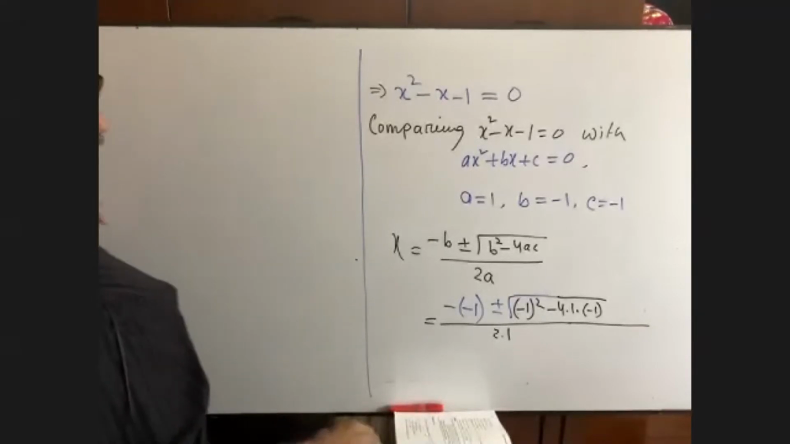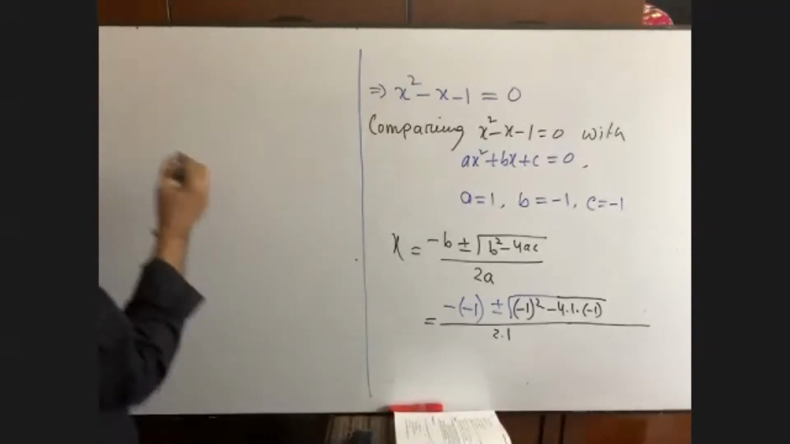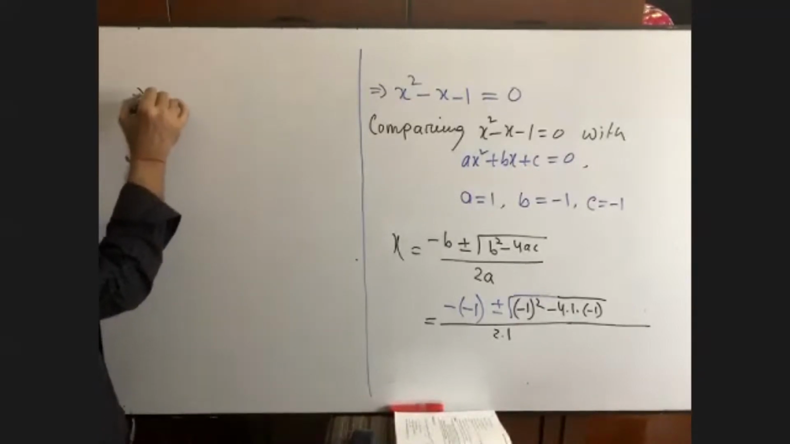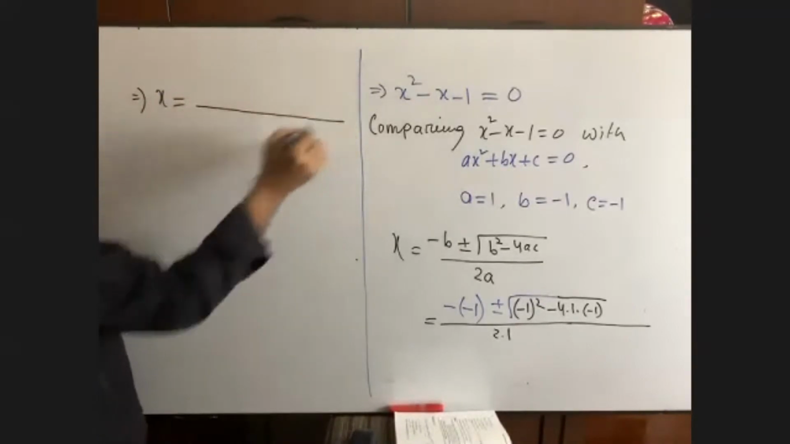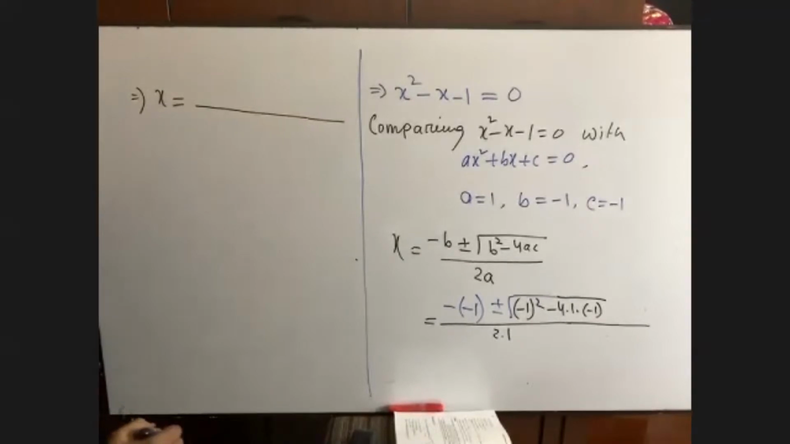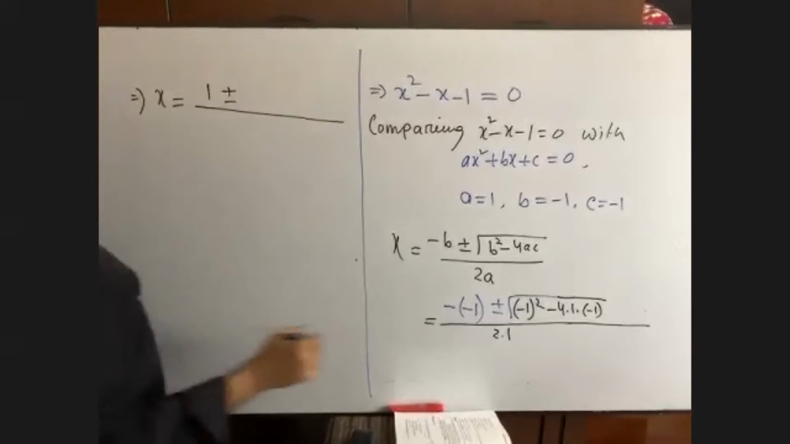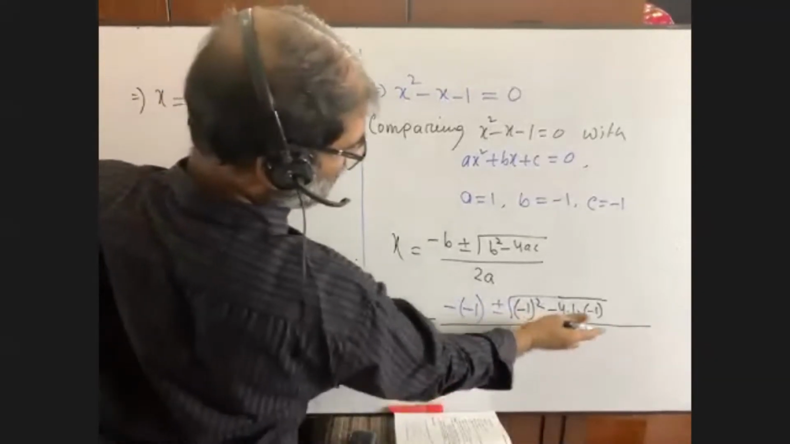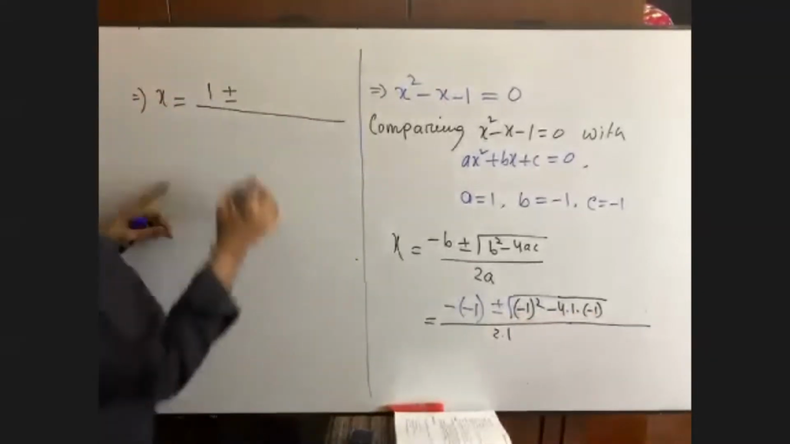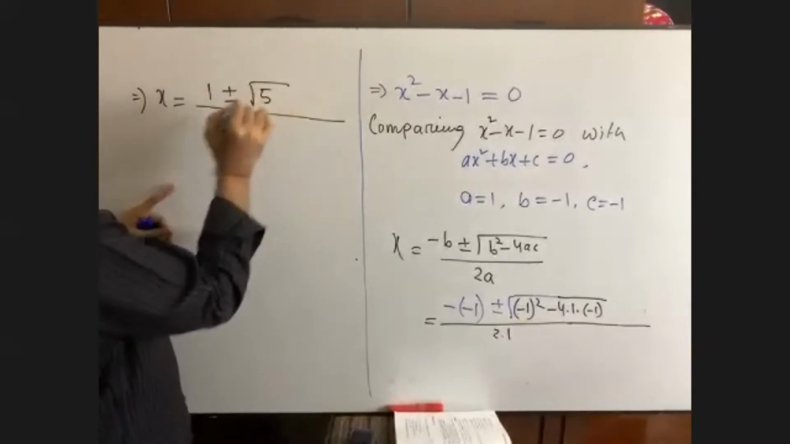I have just put the value. Or we can write down x is equal to minus minus plus 1 plus minus root over, it is 1 minus minus plus 4. 1 plus 4, 5. That is root over 5 by 2.